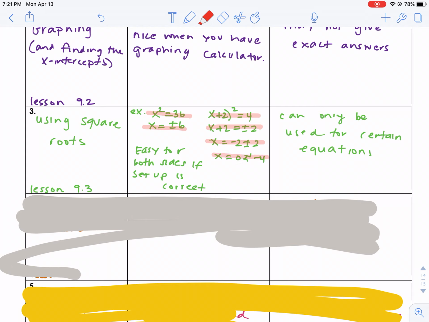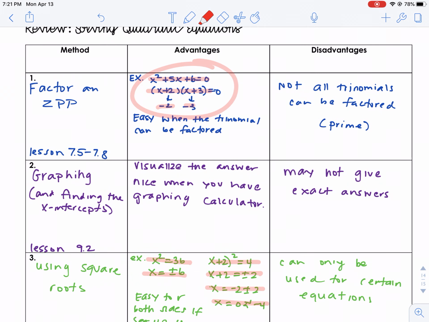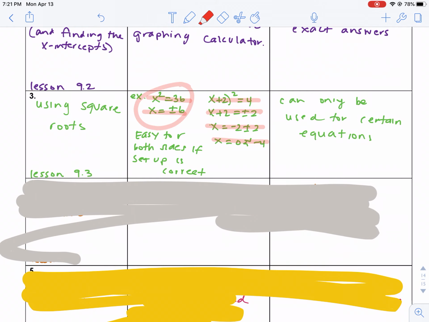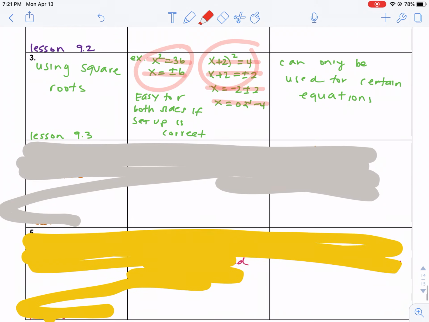So this method of just taking the square root of both sides is great if the equation is set up this way. Not all equations are set up this way. Like we wouldn't be able to do that for the trinomial in example 1. But if it's set up in a format where we can take the square root of both sides, that's a great method to use. And again, the disadvantage is it can only be used for certain equations. All right, we got two more.